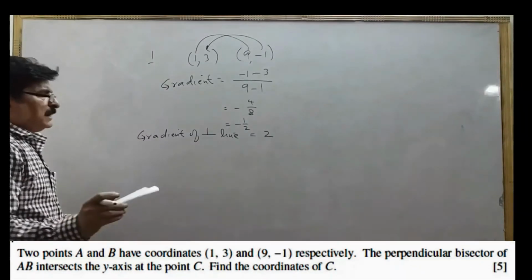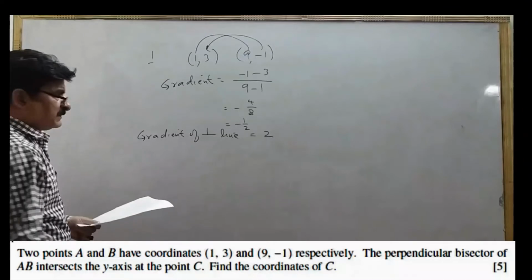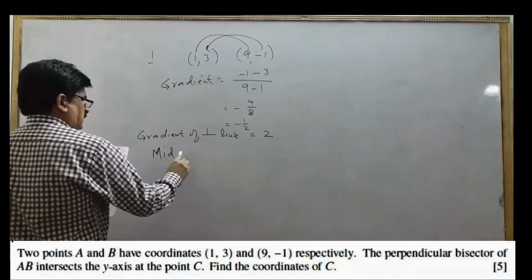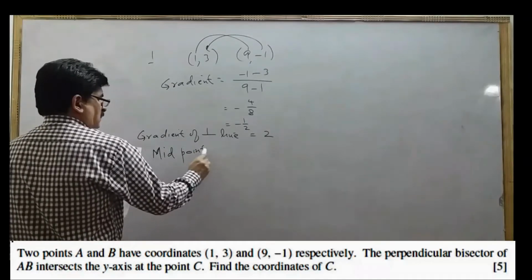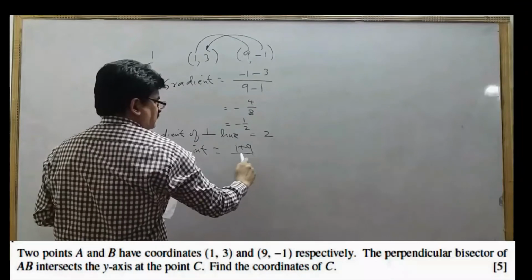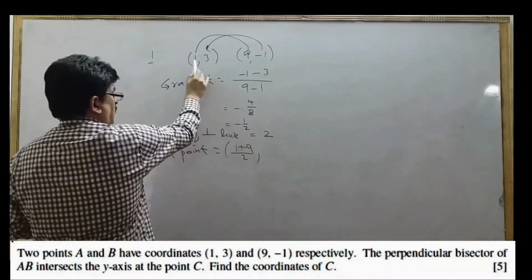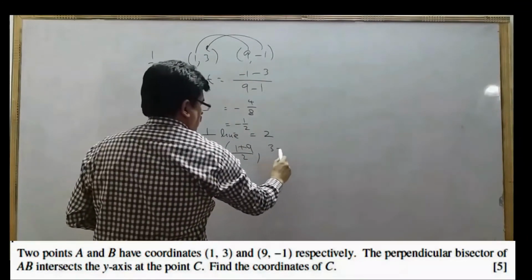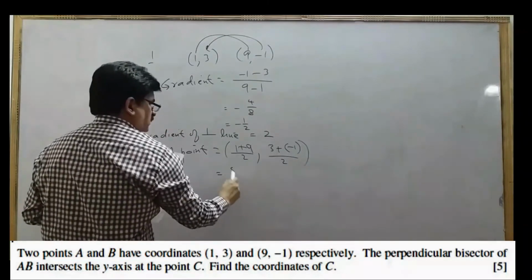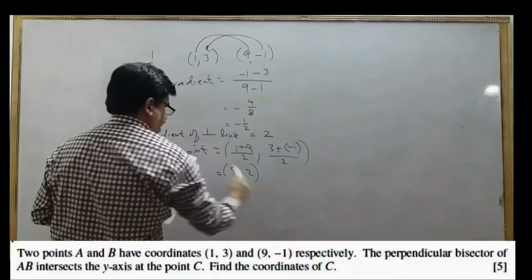Now you need a point to find the equation of a perpendicular bisector. So you will find the midpoint of these two points: (x1 plus x2) divided by 2, (y1 plus y2) divided by 2. This is 5, this is 2.